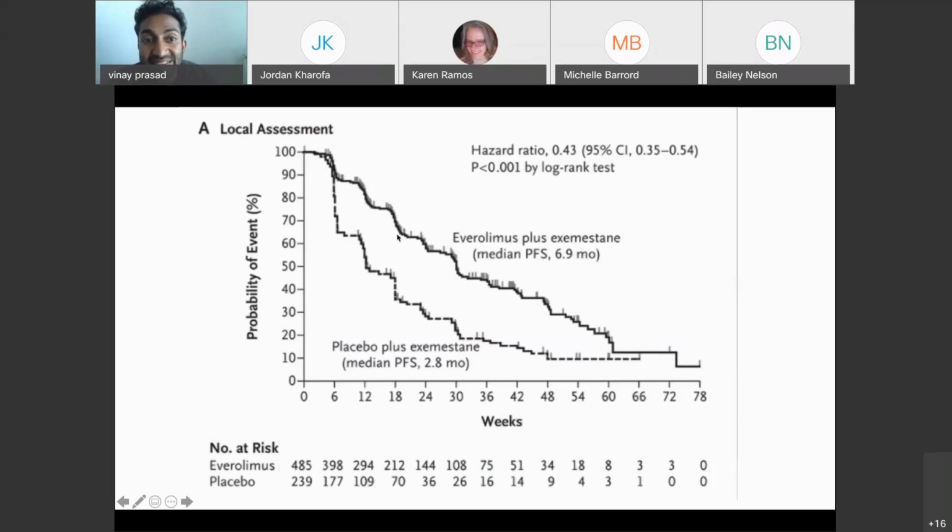And the other clue here is the little tick marks. Those tick marks are censor marks. So those are people getting censored. People are censored for progression-free survival not only because they enrolled recently, but also if they stop coming for the scan. Why do people on a randomized trial of a novel cancer drug stop coming for the scan? What are some of the reasons?